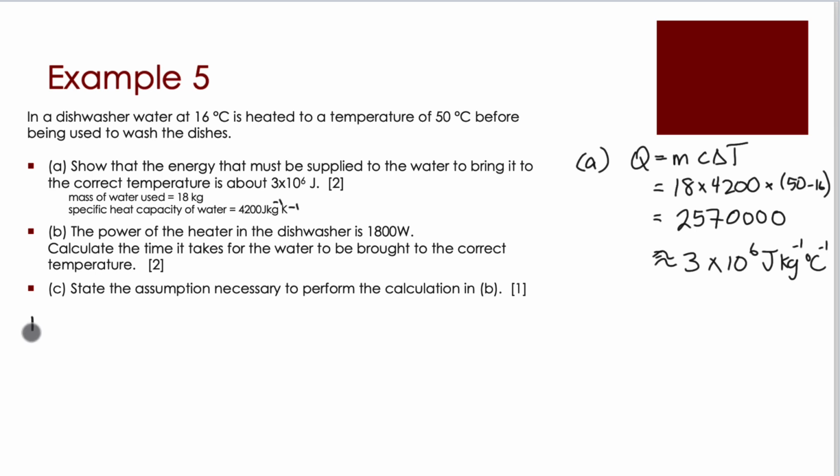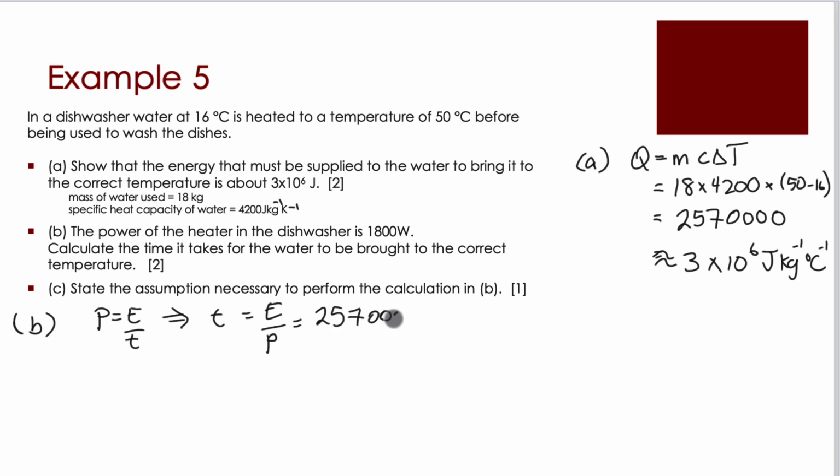Part B. The power of the heater of the dishwasher is 1,800 watts. Calculate the time it will take for the water to be brought to the correct temperature. So, our equation for power is energy over time. If I move this around for time, that'll be energy over power. We just calculated the value of the energy. I'm going to use my unrounded answer.